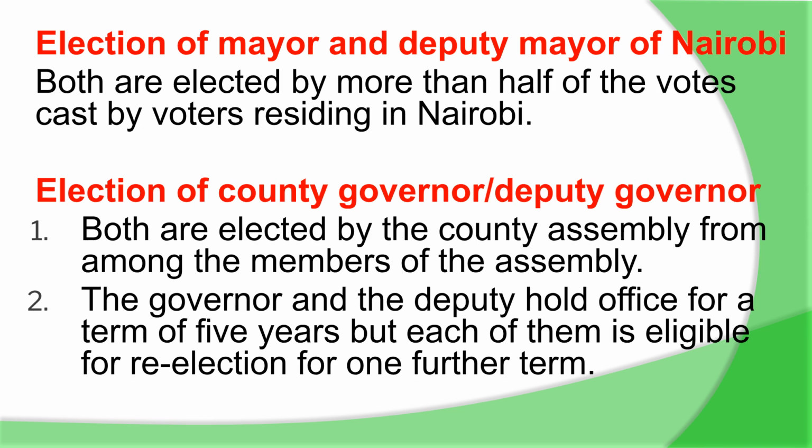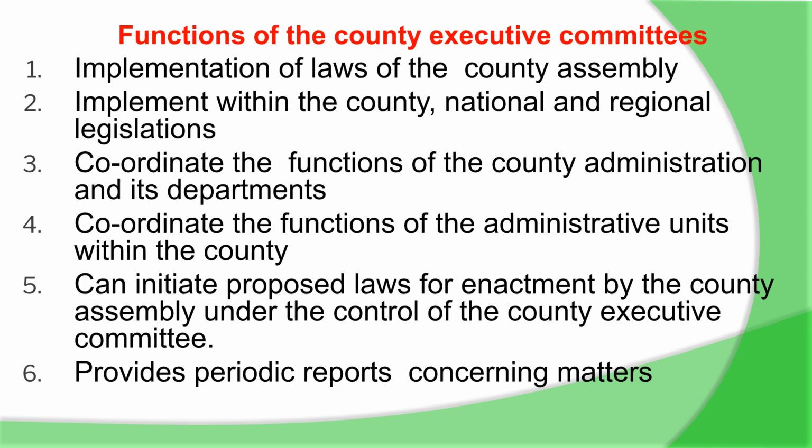The mayor and deputy mayor of Nairobi are elected by more than half of the votes cast by voters residing in Nairobi. County governors and their deputies are elected by the county assembly from among its members, holding office for 5 years and eligible for re-election for 1 further term. County executive committees implement county, national, and regional laws, coordinate county administration and its departments, and coordinate administrative units within the county. They can also initiate proposed laws for enactment by the county assembly and provide periodic reports.